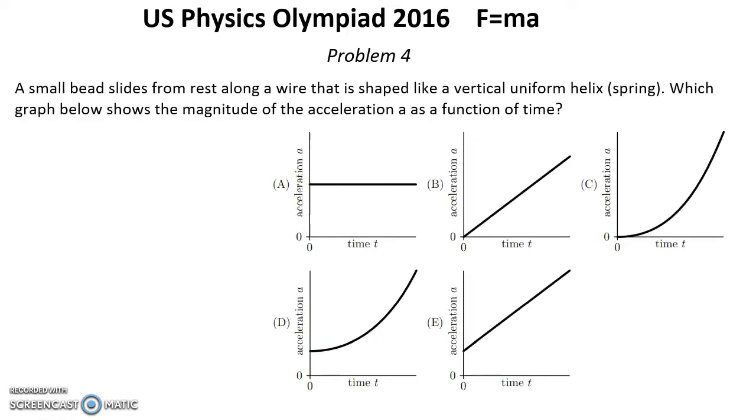Problem number 4. A small bit slides from rest along a wire that is shaped like a vertical uniform helix spring. Which graph below shows the magnitude of the acceleration A as a function of time?